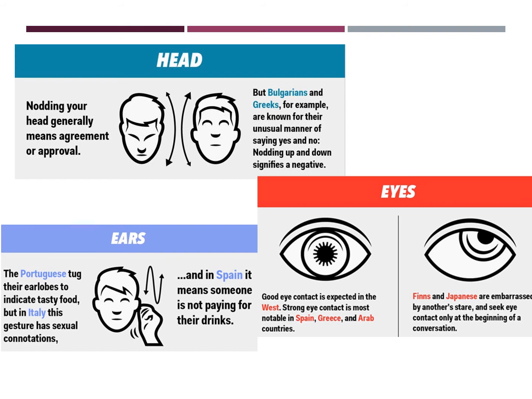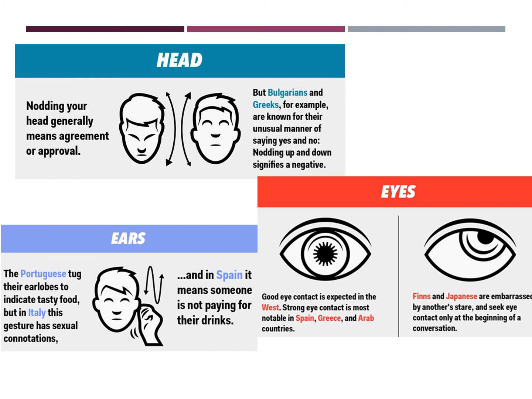Now, nodding your head generally means agreement or approval, and certainly here we would say that if we nodded our head in conversation, it showed that we were engaged and we were in agreement. But Bulgarians and Greeks, for example, are known for their unusual manner of saying yes and no. So they nod up and down, and that signifies a negative.